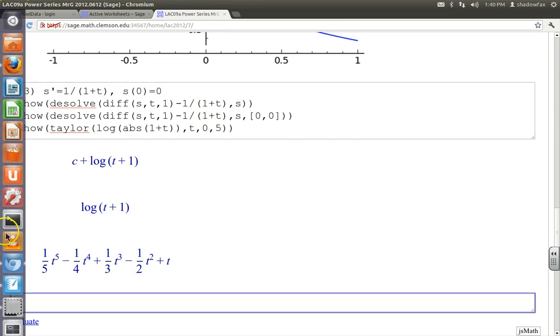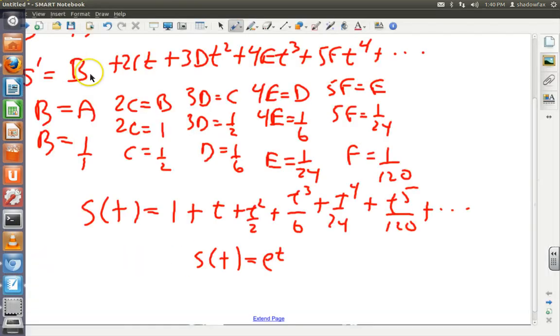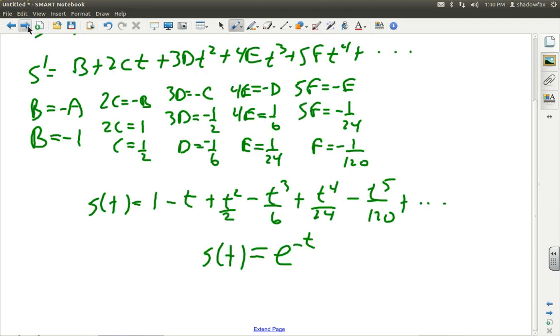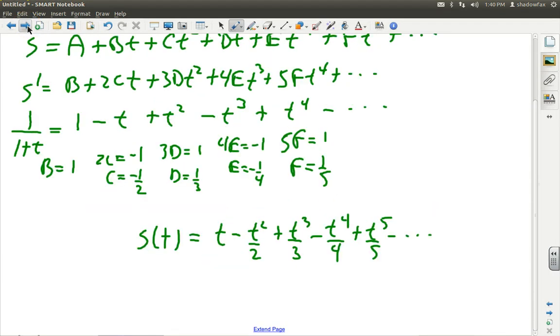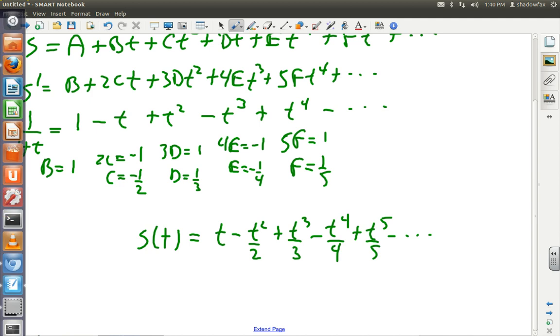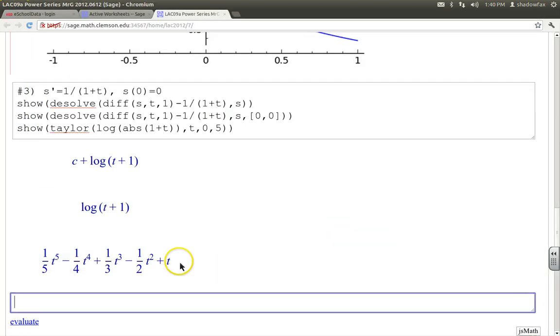Let's take a look at number 3. Let's see, that was 1. There's 2. There's 3. t minus t squared over 2 plus t cubed over 3. Yeah, that's it, right there, perfect. And if you want to see what that looks like, let's graph it.